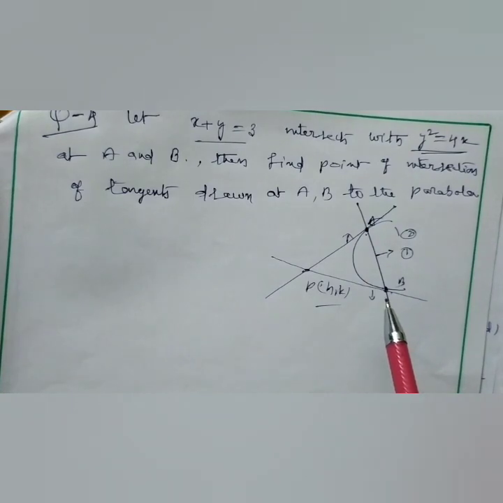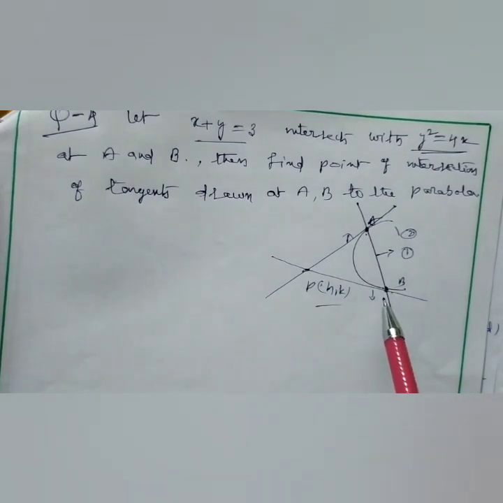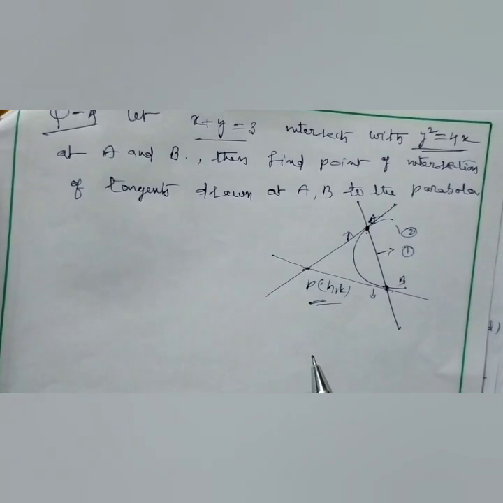But we are not doing all this, as we already know that the point of intersection of tangents drawn at the end points of the chord is nothing but the pole. By the definition of pole, the intersection of tangents drawn at the end points of the chord is the pole. Now we find out P(h, k). But we need a pole.